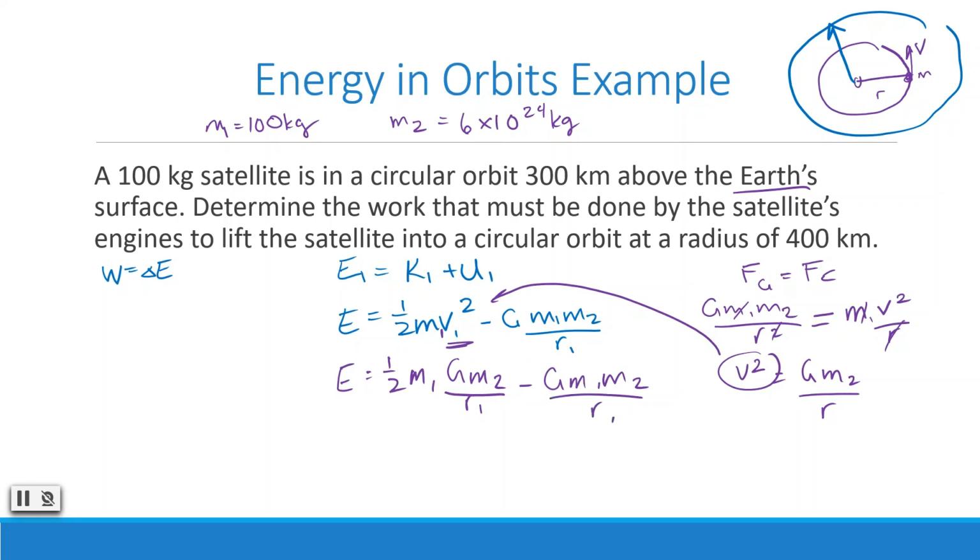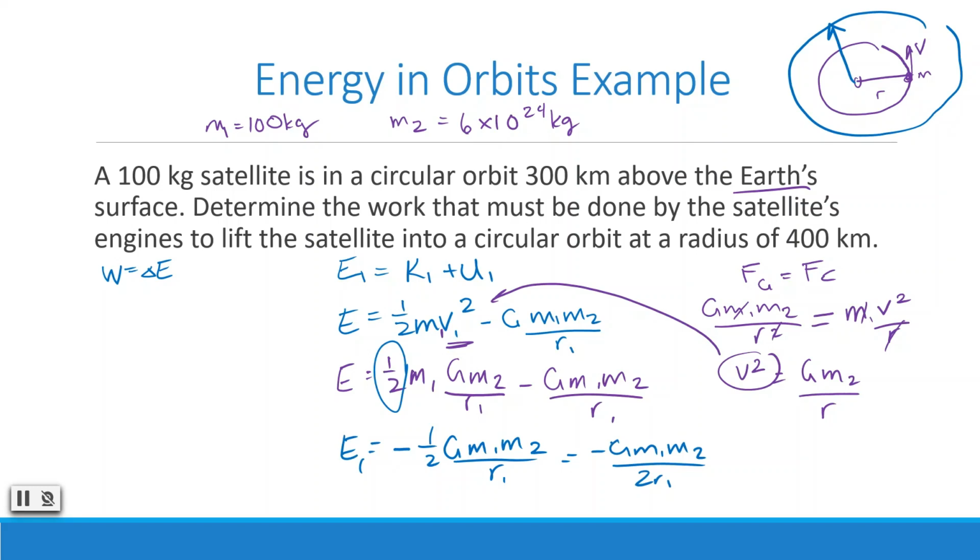So this is kind of cool, actually, because these are nearly identical to each other, except the kinetic energy term has a 1/2 in front of it. So we can combine these terms, and we get that our energy is equal to negative 1/2 G m1 m2 over r1. Or we can write that as negative G m1 m2 over 2r1. So that's going to be our energy at the start.